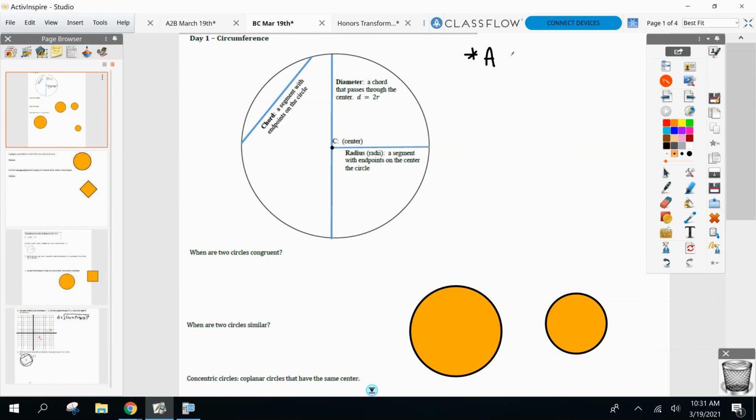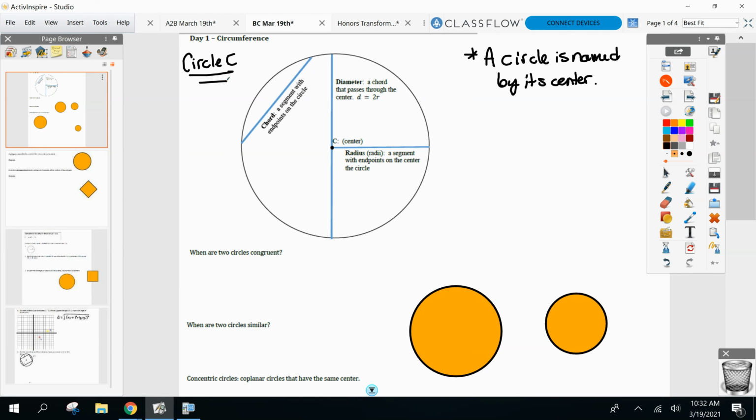All right, a circle is named by its center. So this circle here, my name is Circle C, because that's my center. Circle C. So I always name it by its center.